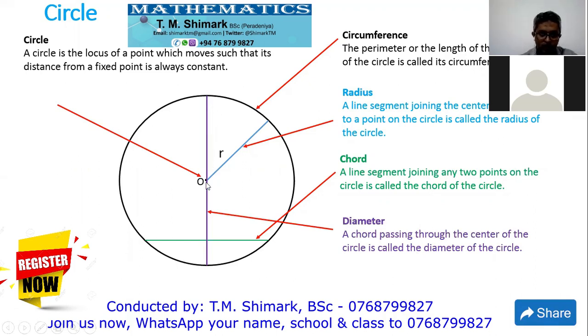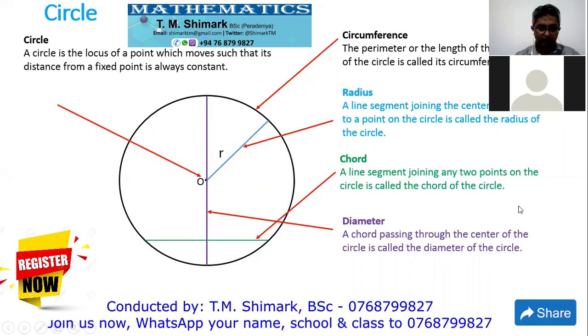So you know the relationship between the diameter and the radius. Diameter is 2 times the radius, right? And also the perimeter, or the circumference, is 2 pi r. 2 pi r is the perimeter of the circle, right?